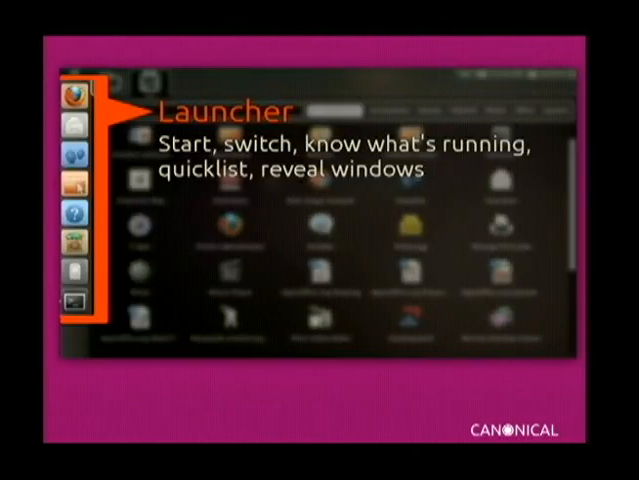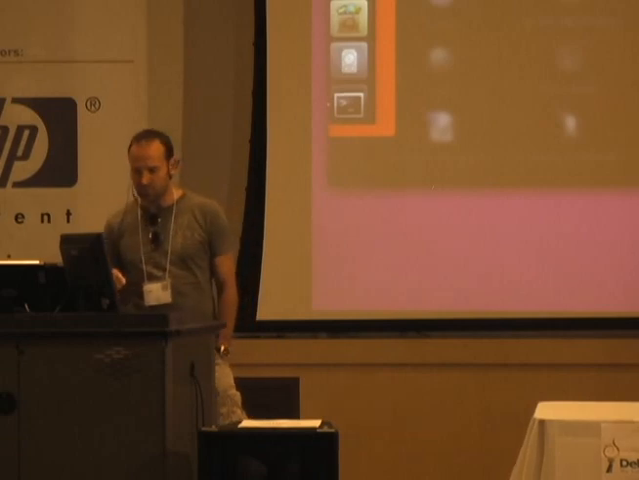So the launcher. This is the big chunk of new work that landed in May. The launcher uses Clutter very heavily, so a lot of the animations and effects around it are Clutter-based. It uses GL directly quite heavily, so a lot of the glow effects are rendered in GL. We try and offload as much of the processing onto the GPU as possible. And this has been really the focus of a lot of the user experience design work.